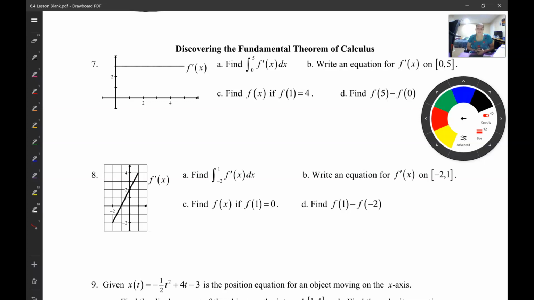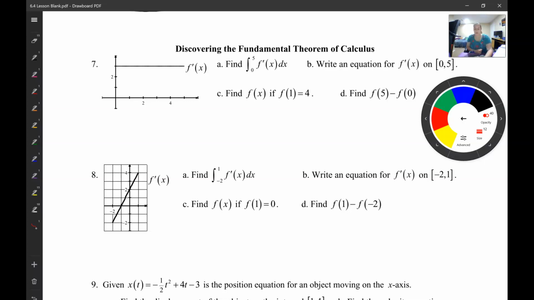Let's go about this process of discovering what's called the first fundamental theorem of calculus. So let's start with number 7. First it says find the integral from 0 to 5 of f prime of x dx. So here's my f prime of x. I just have a graph.